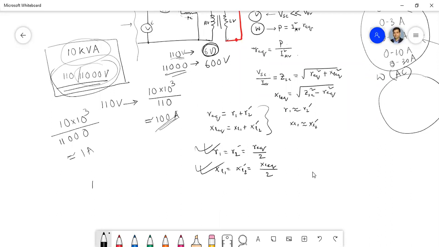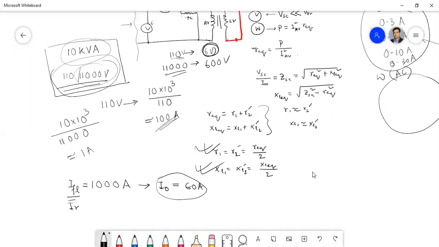Suppose your full load current is 1000 amp. Rated current and full load current are similar. So if that is the rated current or full load current, your no load current that is supposed to flow in the open circuit condition is only 2 to 6%. If we take 6% also, how much will it be? It will be only 60 amps. Isn't it? Yes, sir. So that means the no load current is sufficiently low compared to the full load current.